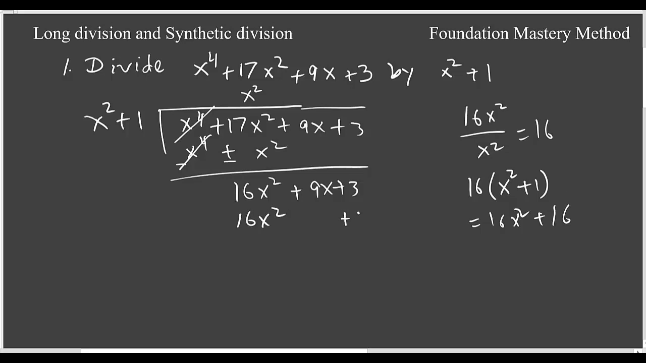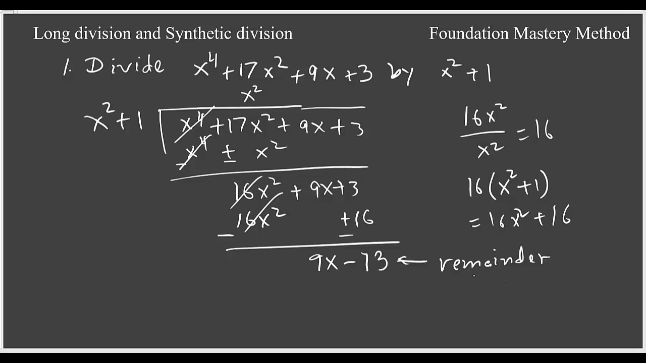16x squared, 16 should go under the like terms. Change the sign, and then as we said, the first term always will cancel out. You get here now 9x minus 13. 9x minus 13 is our remainder, and I forgot to write here 16 when we got that. So x squared plus 16 is the quotient, and we are done.